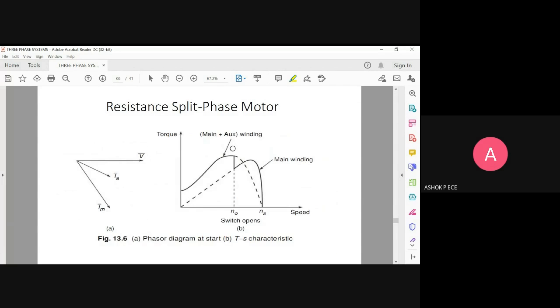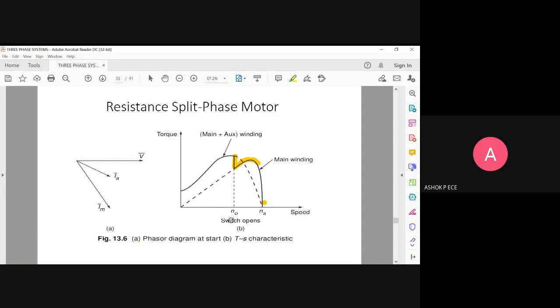And the torque speed characteristic is given here, you see. When you have both main and auxiliary winding, till you attain the synchronous speed, the torque will slowly increase and after that it will decrease. But after the motor is running, when you don't have the auxiliary winding, the torque will slightly come down and again it will increase and decrease. So the second maximum value is going to be called your synchronous speed.